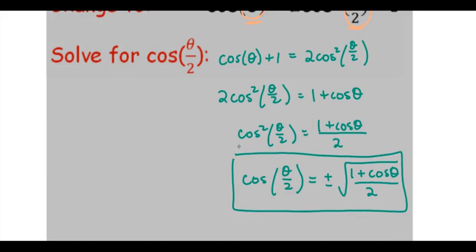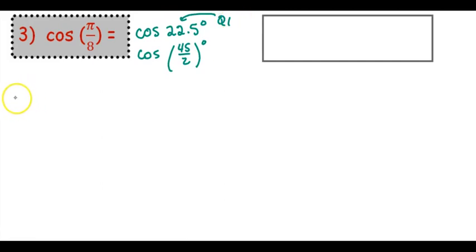Okay, so let's try an example. Let's find the cosine of pi over 8 radians. We know pi over 4 radians is 45 degrees, so we're talking about finding the cosine of 22.5 degrees. So that's half of 45. So we'll use our half angle identity for cosine. 22.5 degrees is in quadrant 1, and cosine is positive in quadrant 1, so we're not going to need a negative. We're going to use the positive in front of the radical.